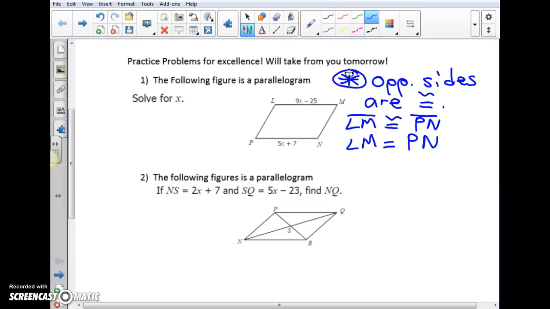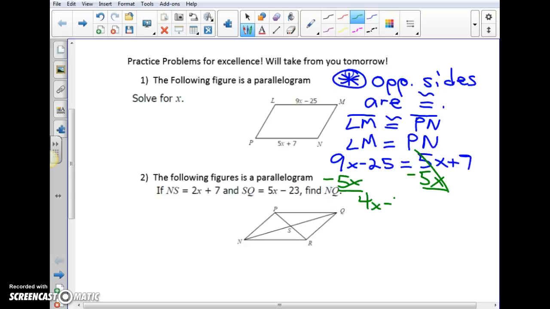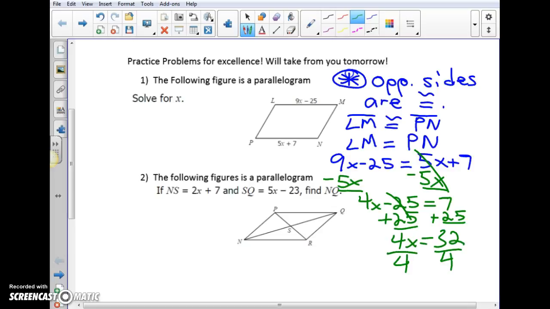So I just fill in what I've got. LM is 9x minus 25. PN is 5x plus 7. Doing the algebra to solve for x, I'm going to subtract 5x from both sides. That's going to leave me with 4x minus 25 equals 7. I'm going to add 25 to both sides. So 4x is going to be equal to 32. Divide both sides by 4. I get that my x is 8. That's number 1.